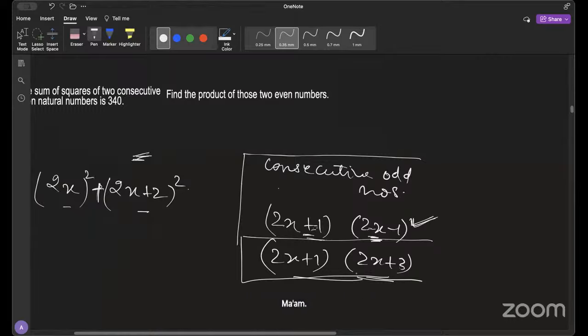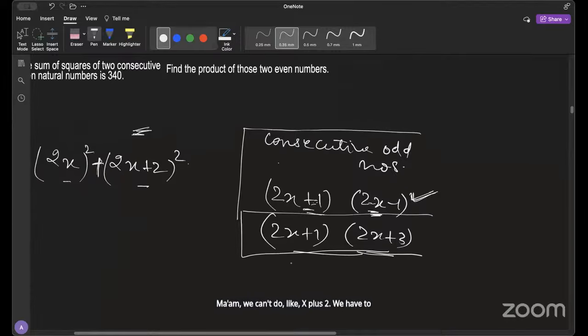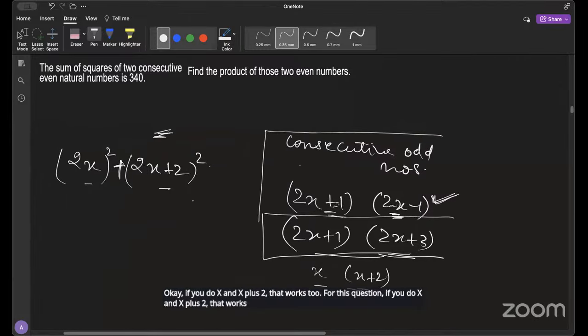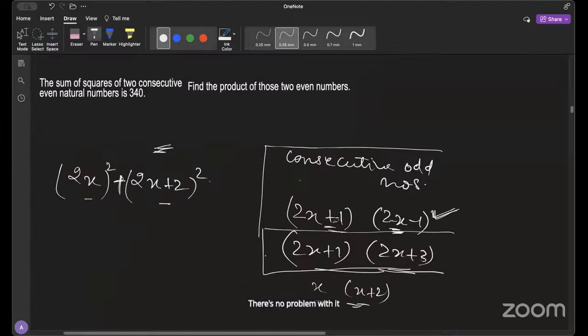Ma'am, we can't do x plus 2? We have to do 2x and 2x plus 2 if it is even. Okay. If you do x and x plus 2, that works too. For this question, if you do x and x plus 2, that works too. There's no problem with it. But when you do this, you can't be sure that they'll be odd numbers. To make sure that they're even numbers, you do this thing. This question you can solve by doing x and x plus 2 too. You can take these two too if you want to. But then you can't be sure that the x you'll be getting is even, right?